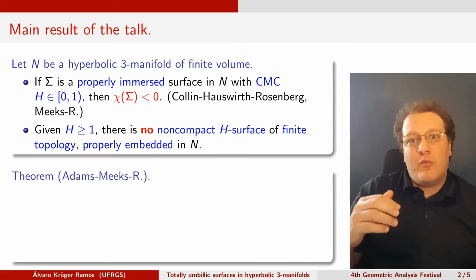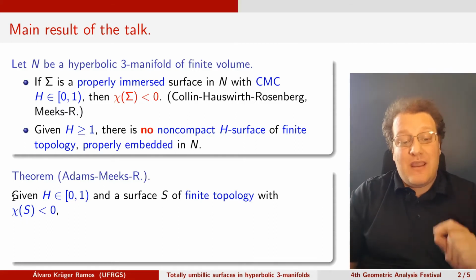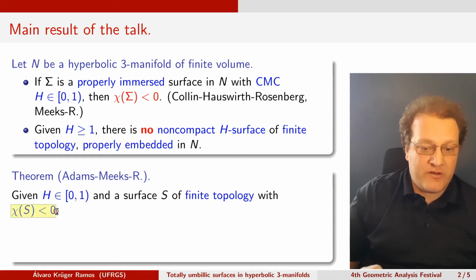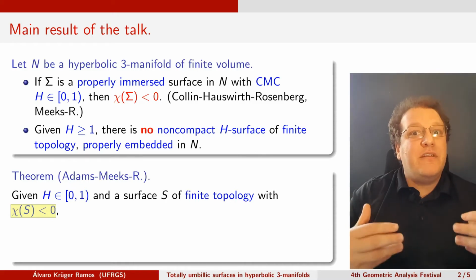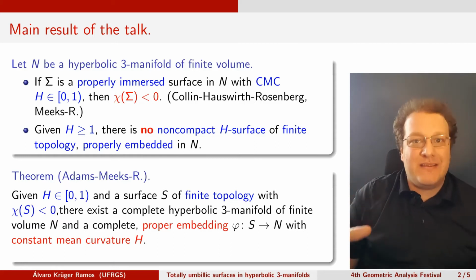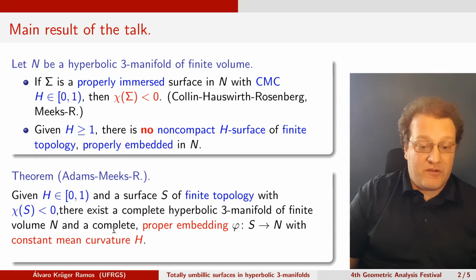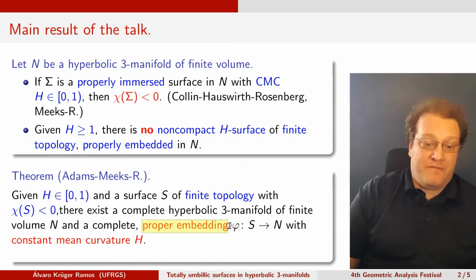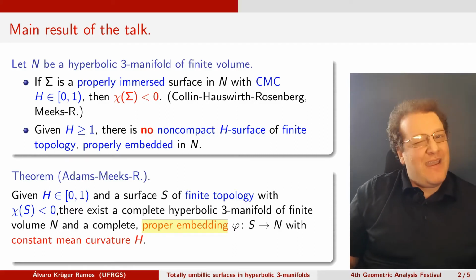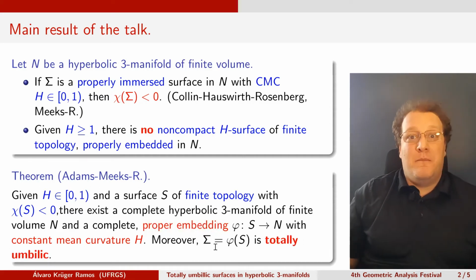So the main theorem I will present in my talk is an existence theorem. It states like this: given H in (0,1) and a surface S of finite topology with negative Euler characteristic, in other words, given something that can exist, then it exists. Then there exists a complete hyperbolic trimanifold of finite volume N together with a complete proper embedding of this surface S in N with constant mean curvature H. And if you recall the title of my talk, actually this surface is totally umbilic.